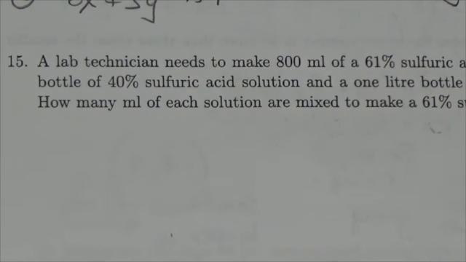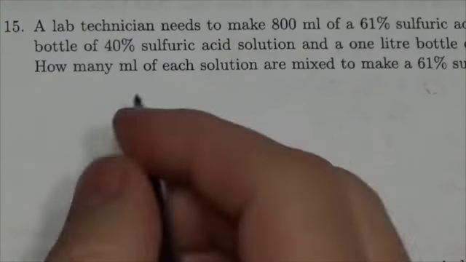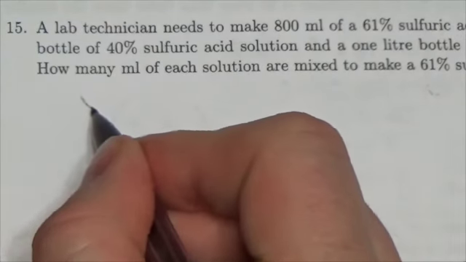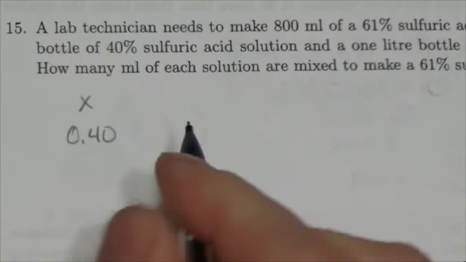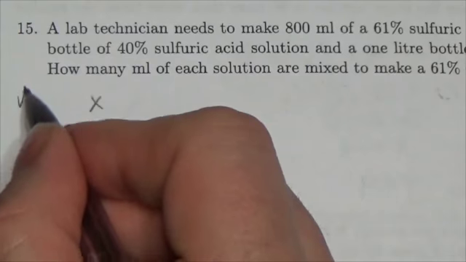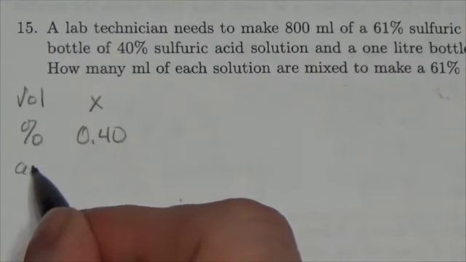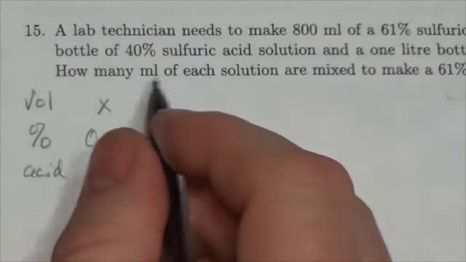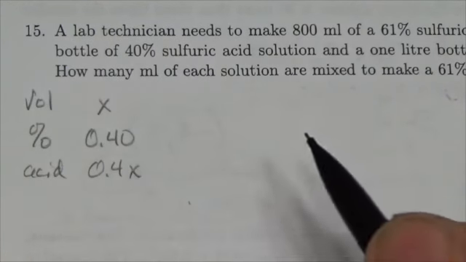Okay. So the trick to this is to really focus on the sulfuric acid. So I'm going to build a little chart here for myself. That first one, the 40% one, I don't know how much of it I'm going to use. I'm going to use x of it. It's 40%. So what I've got here is volume, percent, and then in essence, acid. So how much sulfuric acid am I actually getting out of that? Well, I'm going to get 0.4x.